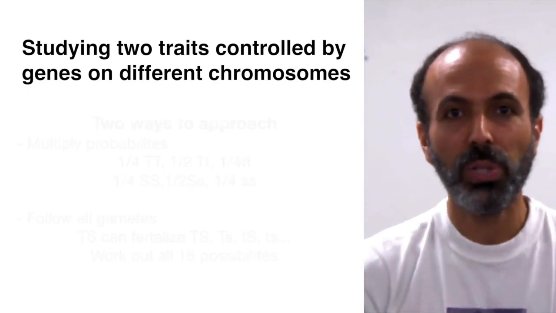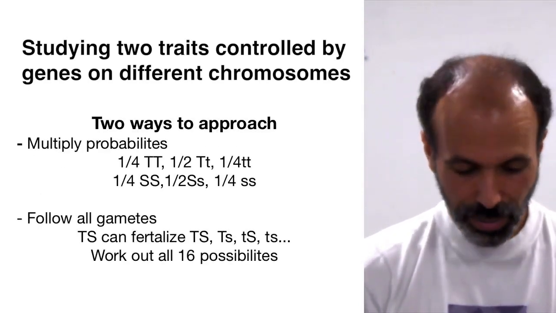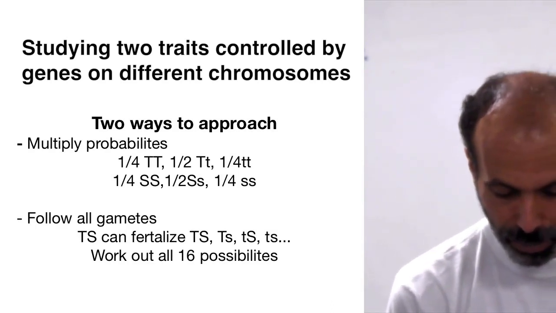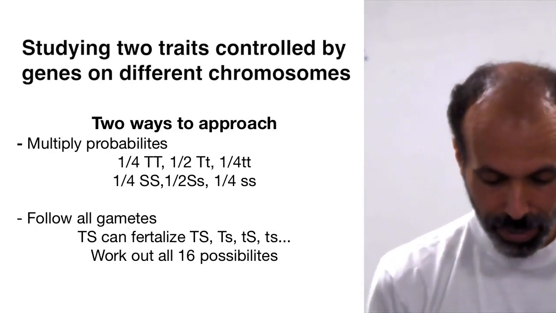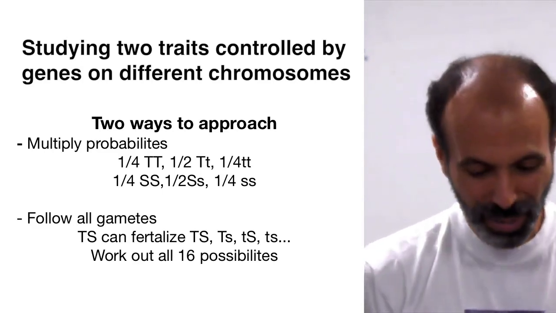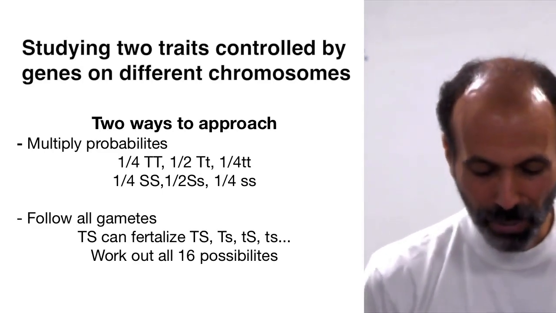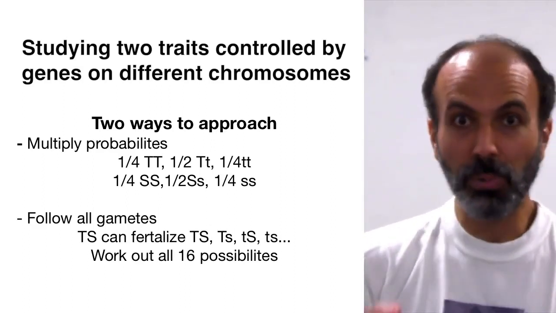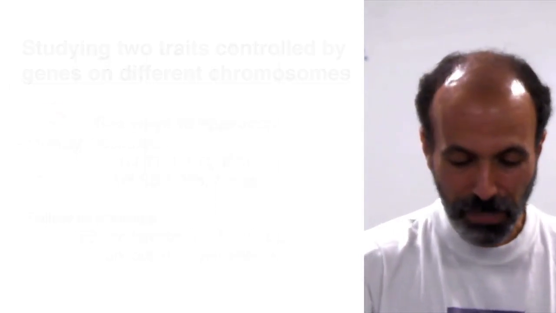Now, there are 2 ways you could try to predict what the offspring would be like. The better way, which I'll show you second, is to actually multiply probabilities. We'll come back to that in just a moment. The other thing you can do, which is maybe more intuitive but definitely more laborious, is to follow what's happening with all the gametes. Work out all 16 possibilities. So let's do that one first. I won't do the whole thing, but I'll just show you how it would go.